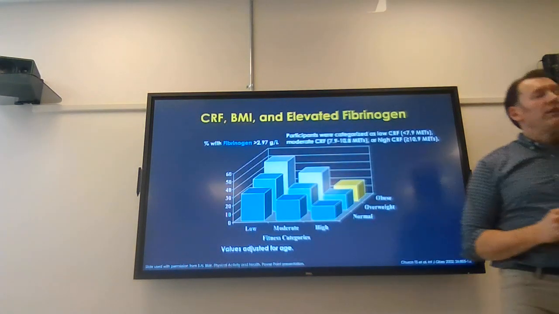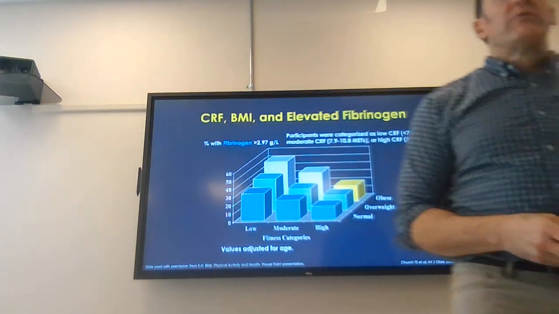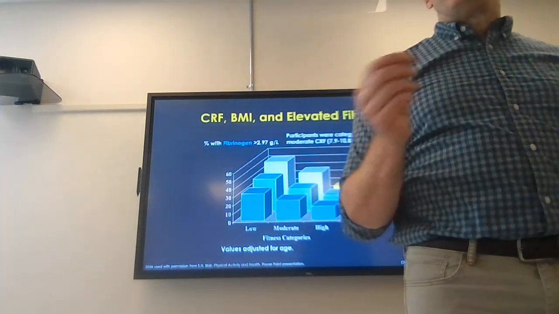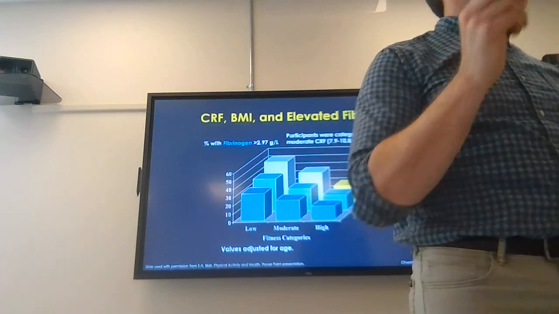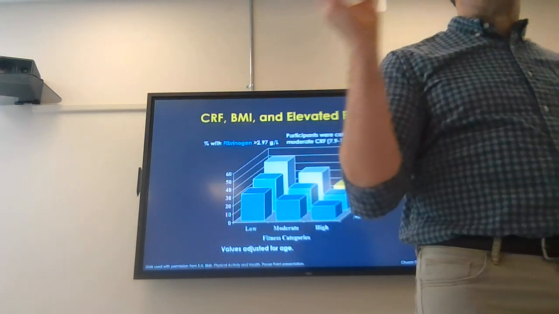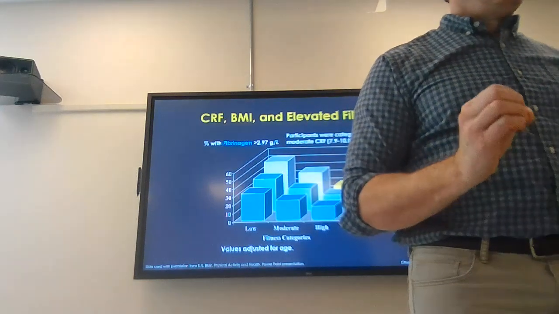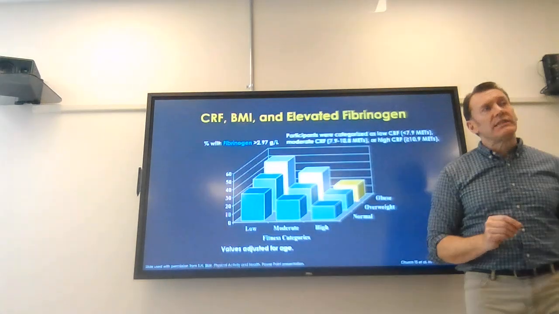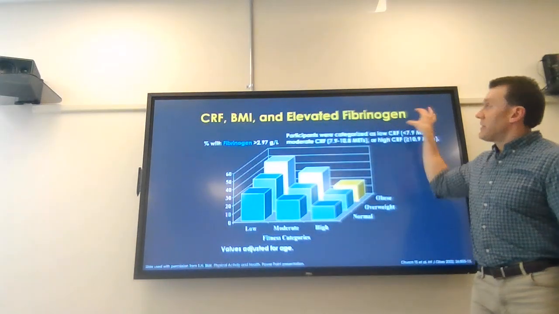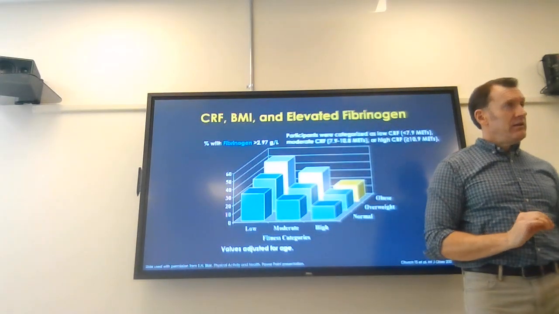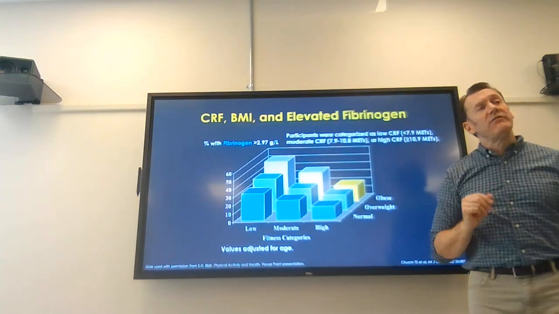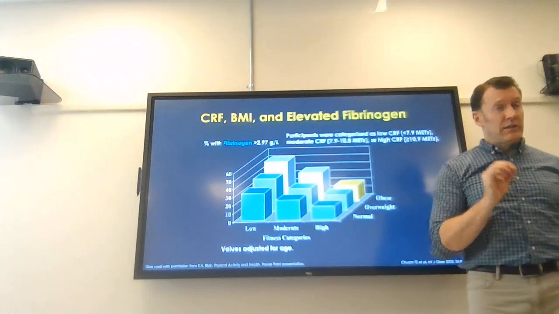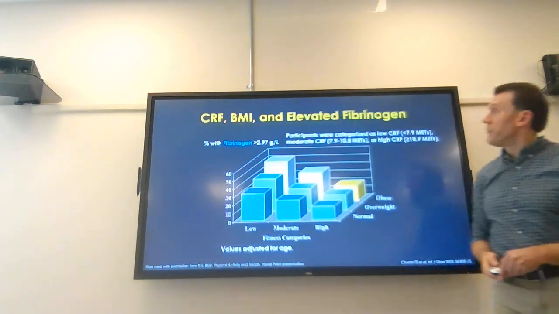Fibrinogen, how many know what fibrinogen is? Fibrinogen is like glue in your bloodstream. Fibrinogen is a protein that promotes blood clots. So it makes blood cells stick together. So that's another benefit of having good cardiorespiratory fitness, is that you have less of this, we call it a clotting factor, in your blood. So if you have less of this clotting factor, there's less risk of strokes, right? Because you're not going to be making blood clots that plug up blood vessels.